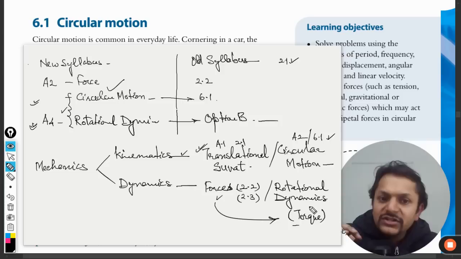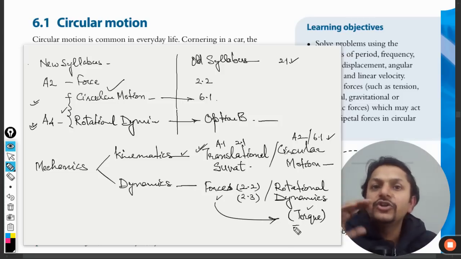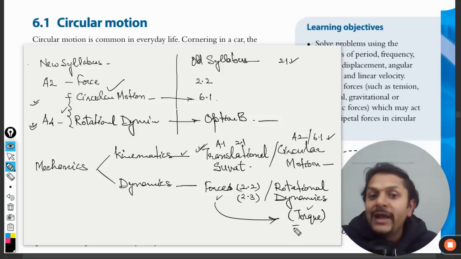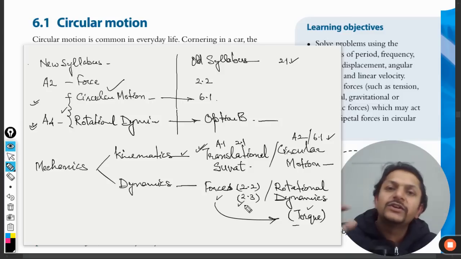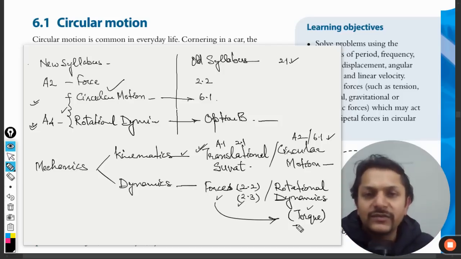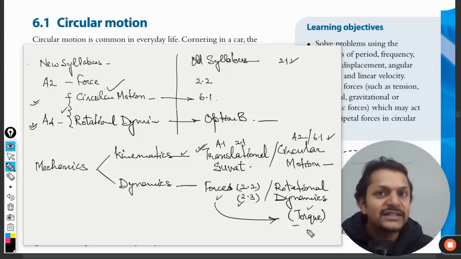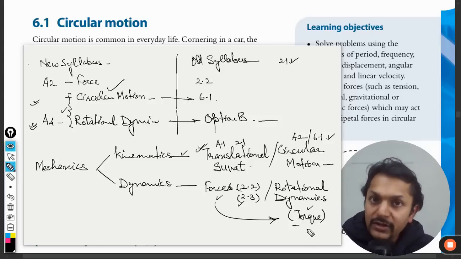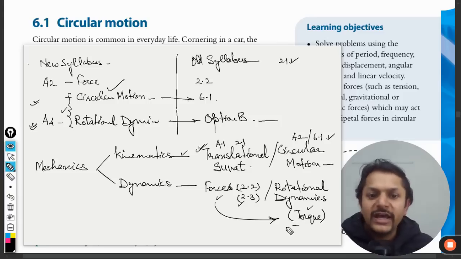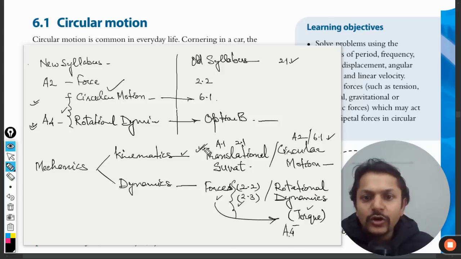So in rotational dynamics we would be talking about the torque, and we would be talking about the angular momentum. Like here in 2.3 we were talking about momentum, so here we would be considering angular momentum. Obviously angular velocity and others we have already discussed. We would be talking about the forces also, that is the angular force, which is torque. Okay, so this is rotational dynamics. Now this is A.4, this is 2.2, 2.3, and this. So this part we have completed.